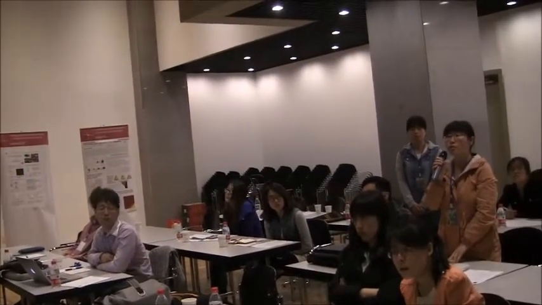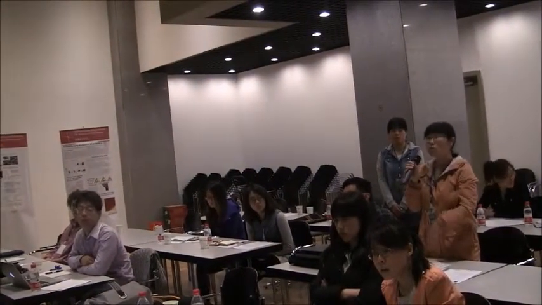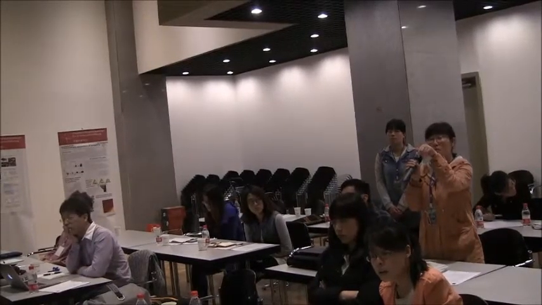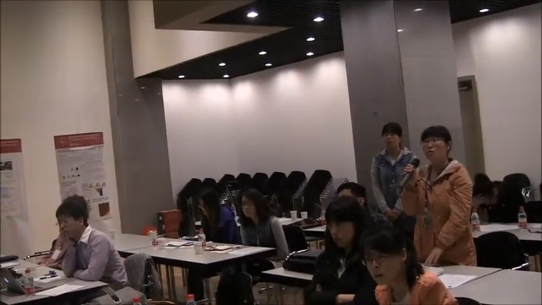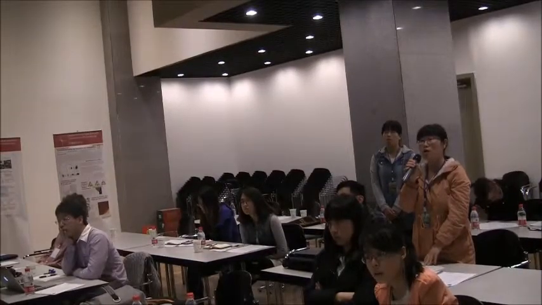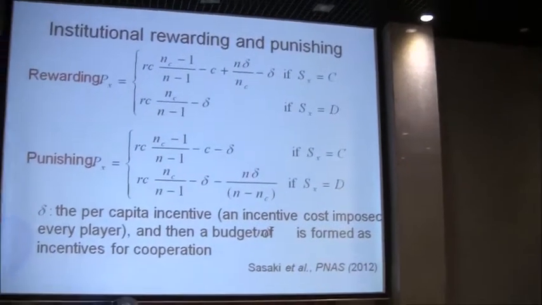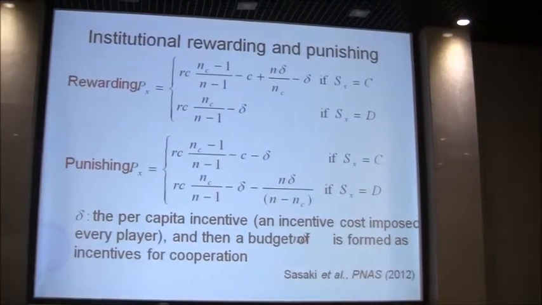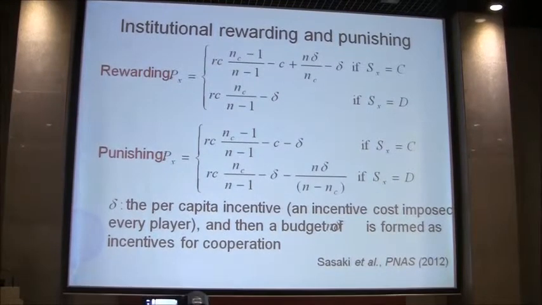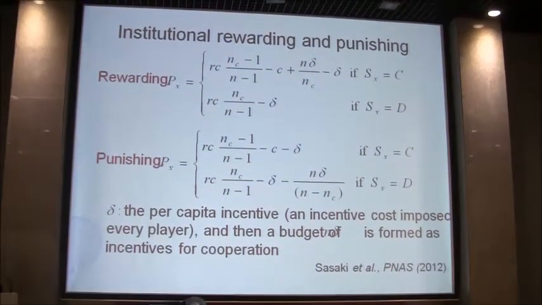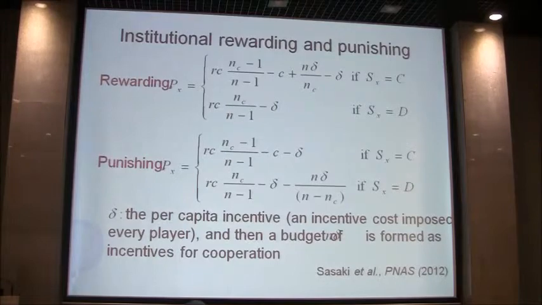I have a question. When you consider the reward, before the PPT, the first part, the start part. The next one. And the reward, where the reward is n times delta divided by n_c minus delta.